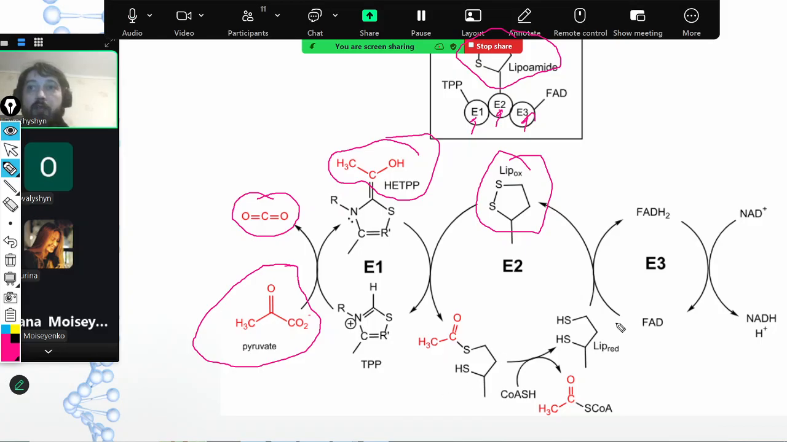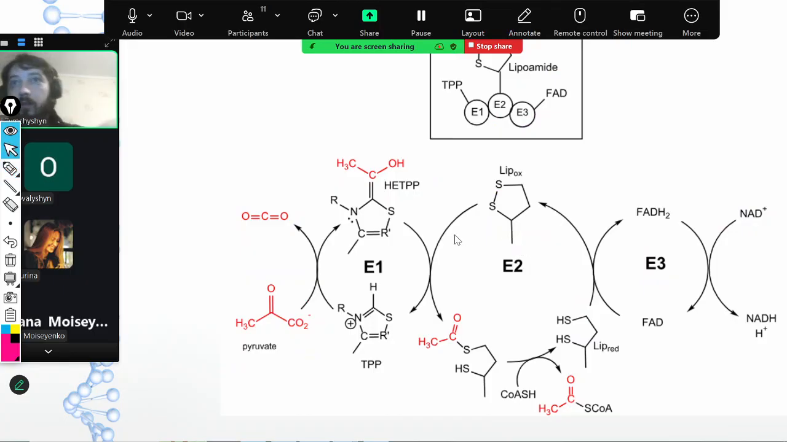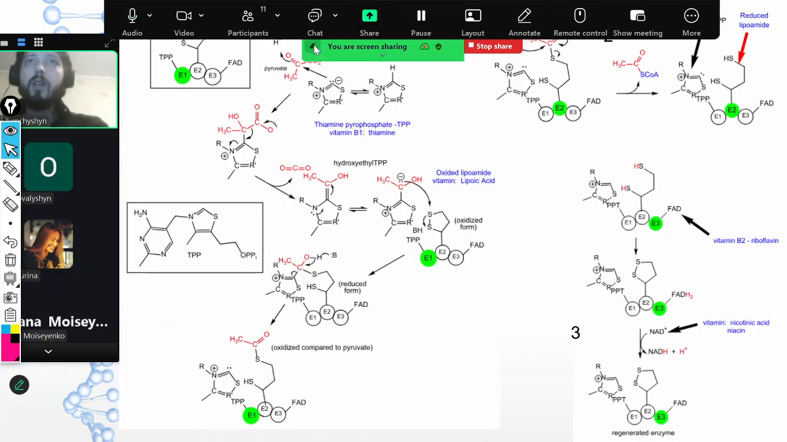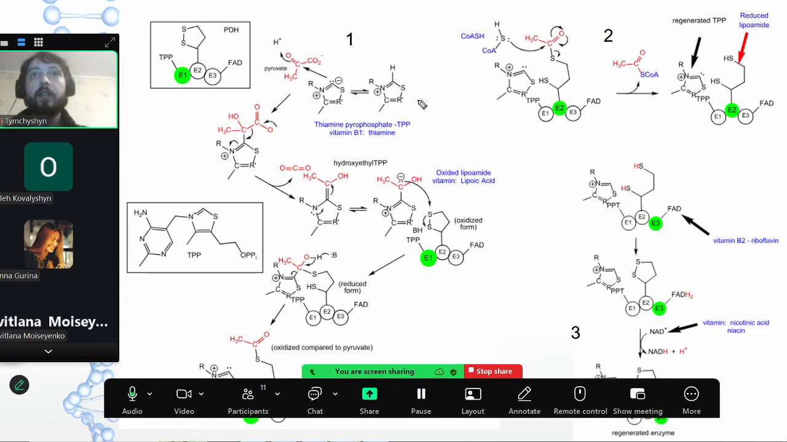And then FAD is used to restore the state of this hand. So when the reaction is performed, you see it's broken. The bond that we had here between these sulfur atoms is now broken, and we should restore that using FAD. That is covalently bound to the E3 enzyme. And then the E3 enzyme restores FADH2 to FAD using NAD+. I guess I have this reaction in a little bit more detail.